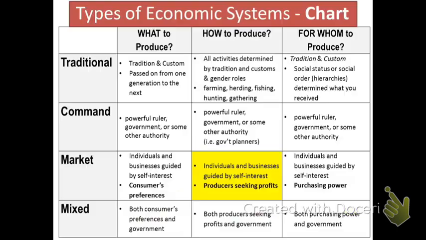Well, the answer we can find if we look at our chart that we had created last unit for types of economic systems. I've highlighted here in yellow how to produce for a market economy, and it's you produce in a way in which you're going to gain profits. You need to make money, and so individuals and businesses are going to make decisions which will allow them to make money. If you don't make money, you don't have a business. You can't pay your employees, you can't pay for your equipment, you can't pay for your utilities, and you can't even pay your own salary.